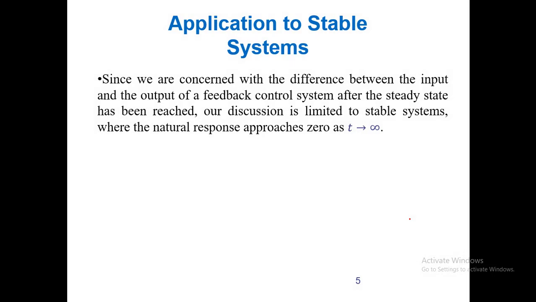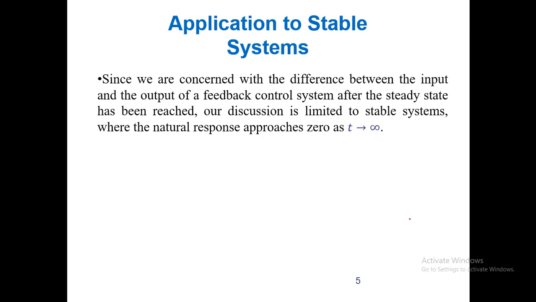Let's talk about the application to stable systems. So we know that we are concerned with the difference between the input and the output of a feedback control system after the steady state has been reached. So our discussion is limited to a stable system where the natural response approaches 0 as t goes to infinity. So we will be limiting ourselves to a stable system.